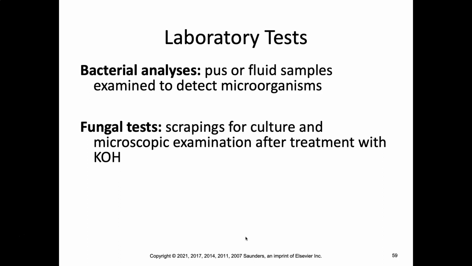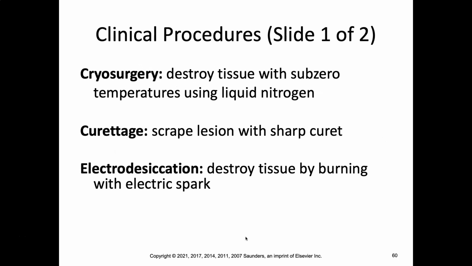So it's just unfortunate. So what kind of lab tests look at skin? Well, there's all sorts of ways to biopsy skin and take a look at it for bacterial or fungal or those types of things. You can scrape, you can withdraw fluid or pus, you can actually do a biopsy and cut something out, all those types of things. That's curettage, scraping the lesion or cutting it out. There's also cryosurgery, where you destroy the tissue with sub-zero temperatures using liquid nitrogen. And the opposite, where you destroy tissue by burning it with an electric spark, is known as electrodesiccation.